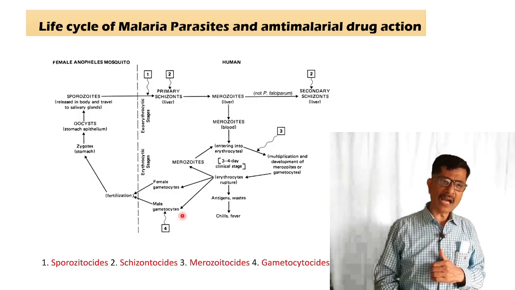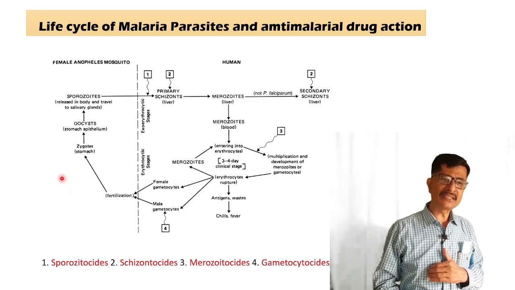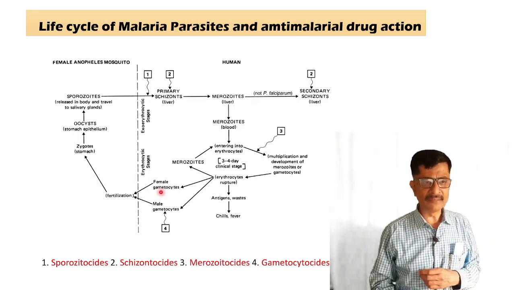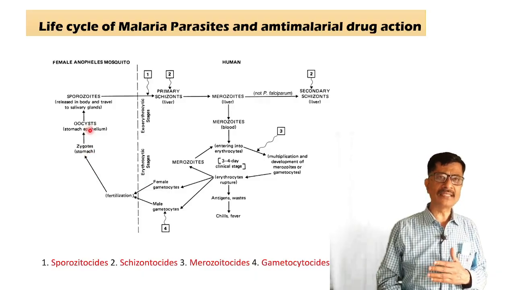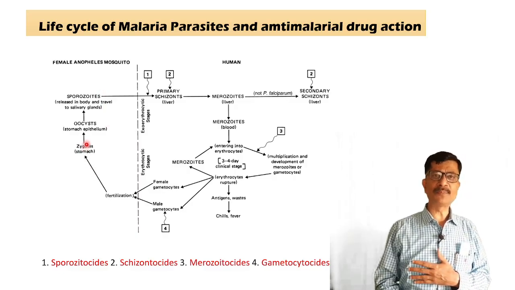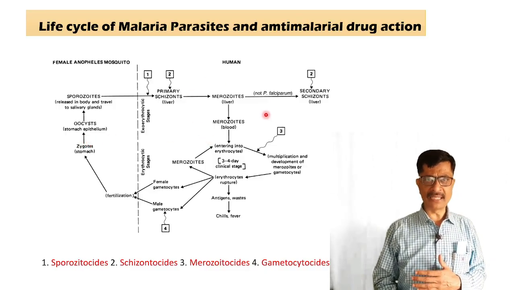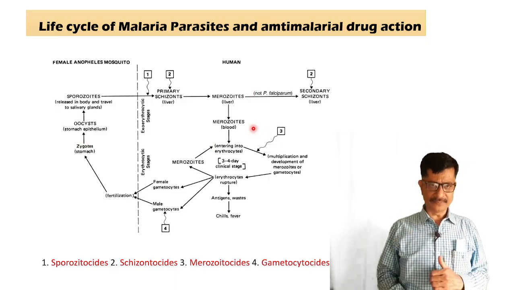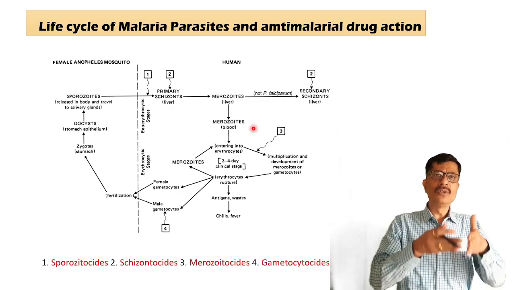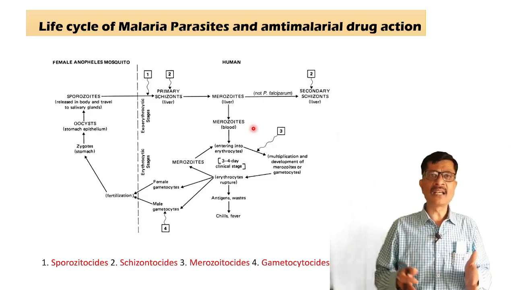Now the released male and female gametocytes enter the female Anopheles mosquito when it sucks blood from the infected human. Then they convert into zygotes, oocysts and again sporozoites. That is, sexual multiplication of these parasites takes place in the female Anopheles mosquito, whereas asexual multiplication takes place in the human body. This is how the life cycle of the malaria parasite takes place, and this is how the mosquito, in particular the female Anopheles mosquito, spreads malaria in the community.